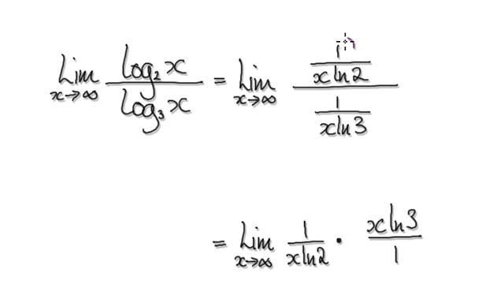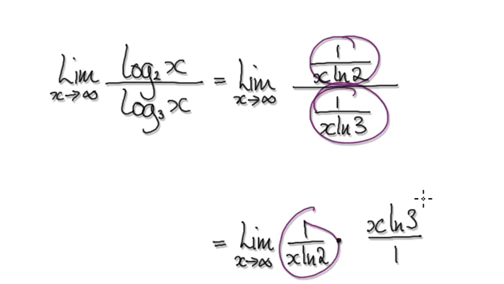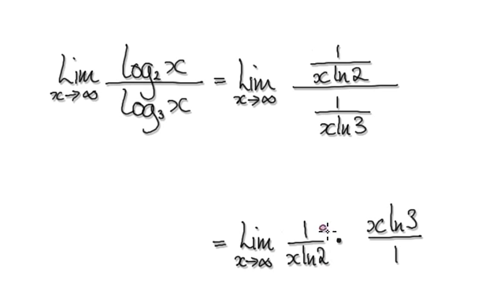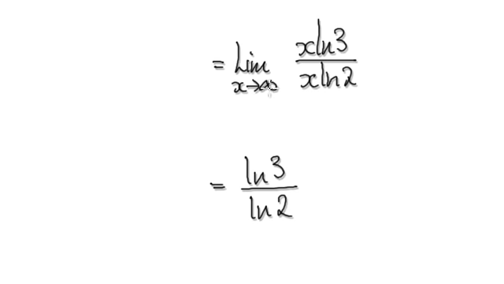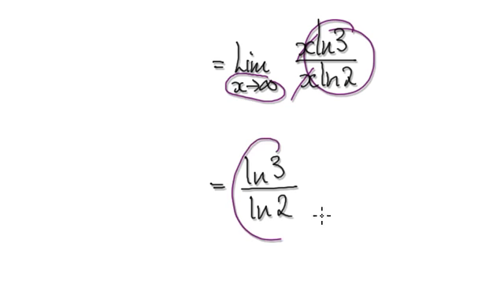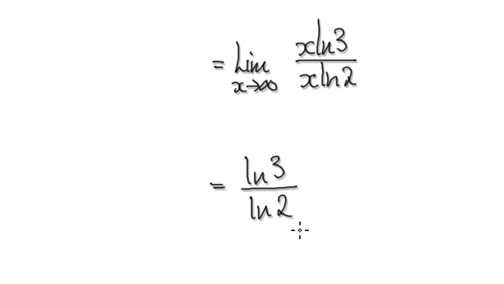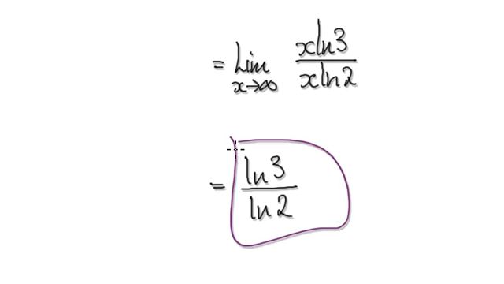Now tidy this up. So you've got one thing times the reciprocal of this. That will then give you this. Now it's top times top, bottom times bottom. That will then give you this. So in a way, as x tends to infinity, your limit is natural log of 3 over natural log of 2. This is your limit. Okay?